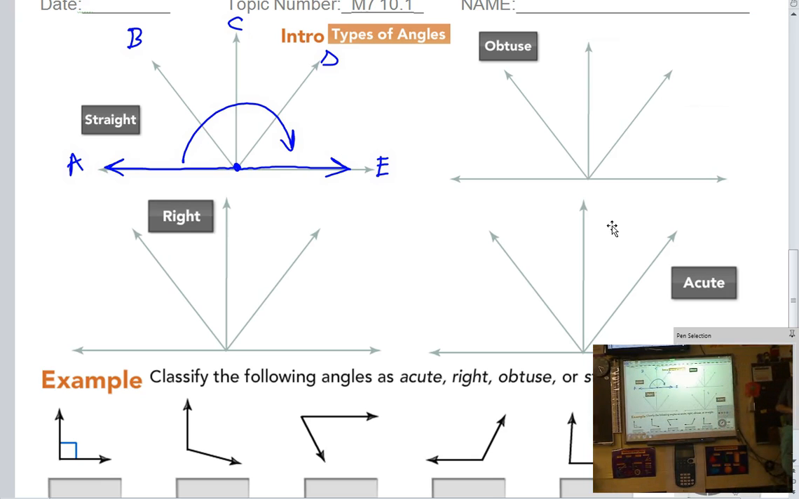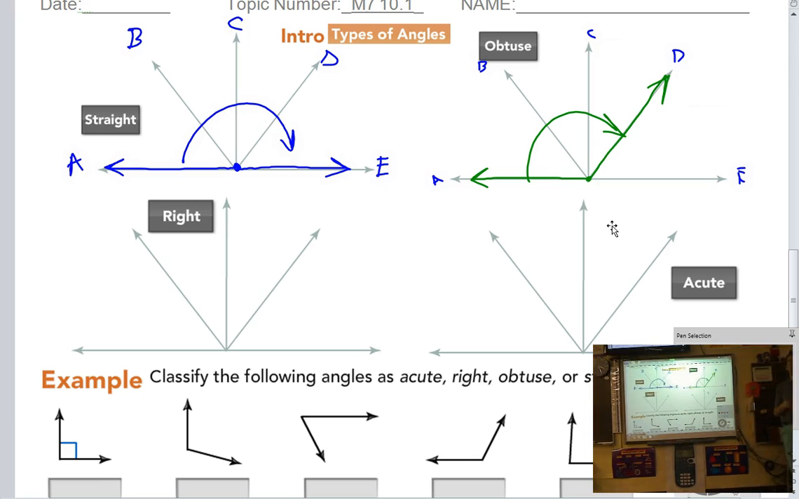Zion, if I want to make an obtuse angle, and again, I'm calling these A, B, C, D, E, can you tell me what 2 rays I could use to make an obtuse angle? Give me one to start. It could be A and D. So ray A and ray D, that would be an obtuse angle.